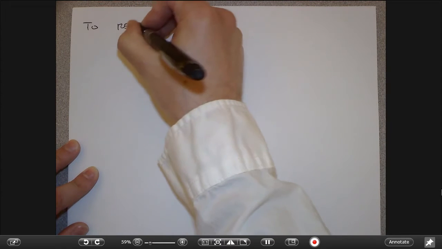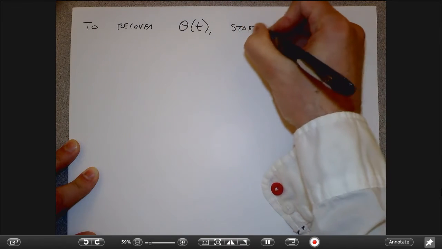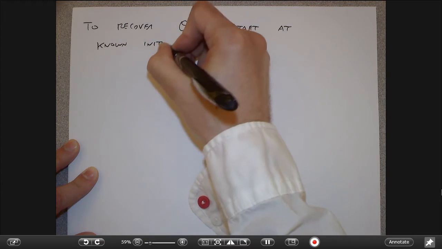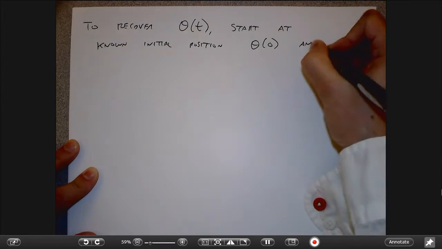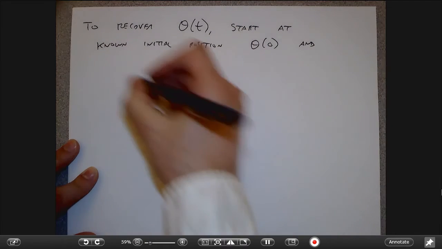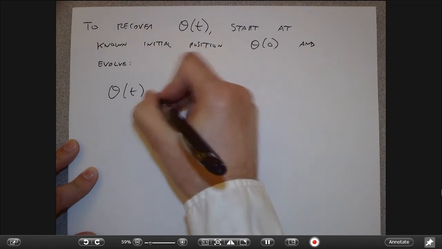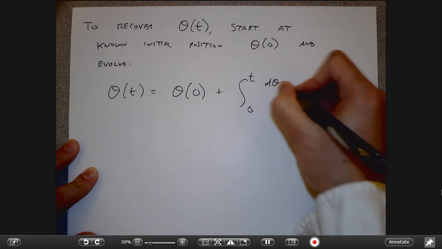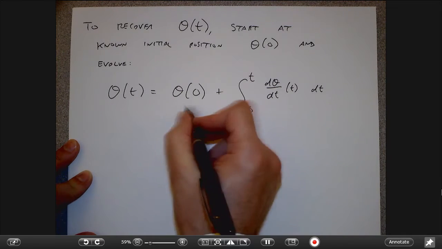And so then how would I get back to an actual path for theta? So then what I would do is to recover theta of t, I would basically start at a known initial position theta of 0 and basically evolve. That would be like saying that theta of t is where I started, plus I integrate from 0 to t the derivative. Right? I did this for my inverse differential kinematics. This is my starting point.